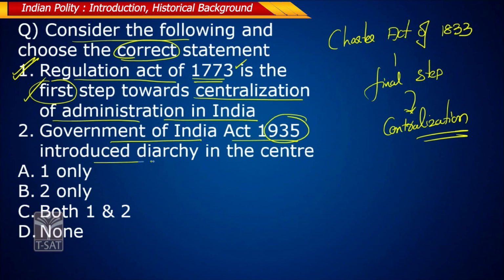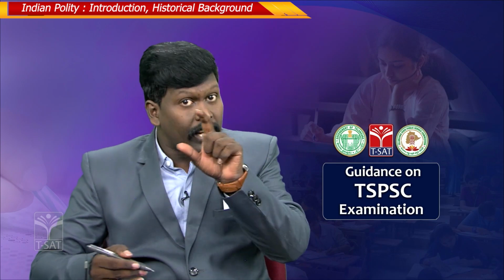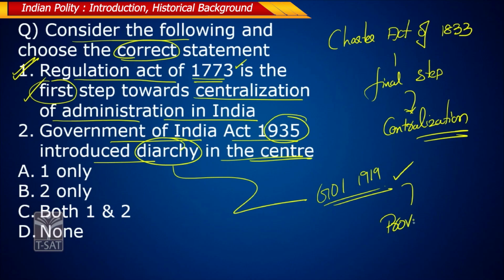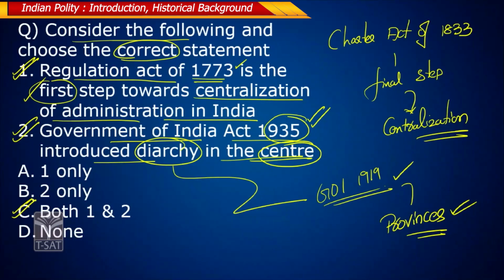Look at the second statement. Government of India Act 1935 introduced diarchy in the center. See, diarchy is actually introduced by Government of India Act 1919, which is called Montague-Chelmsford reforms. Even though diarchy was introduced by 1919 Government of India Act, it is introduced in provinces. So, in the center, it is introduced by Government of India Act 1935. Not only that, Government of India Act 1935 abolished diarchy in the provinces and introduced it in the center. So, answer is C. Both the statements are correct.